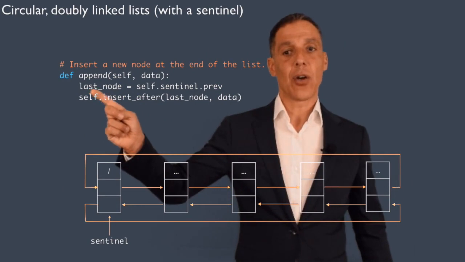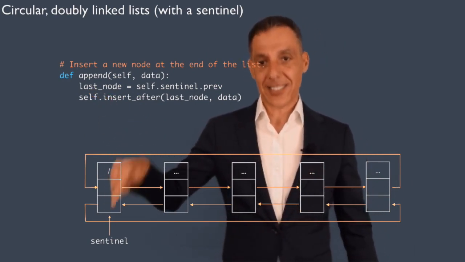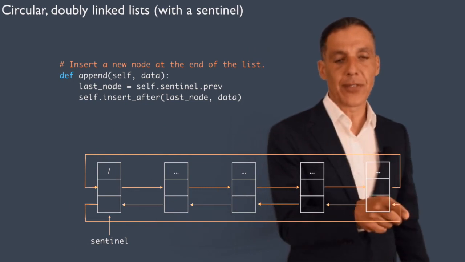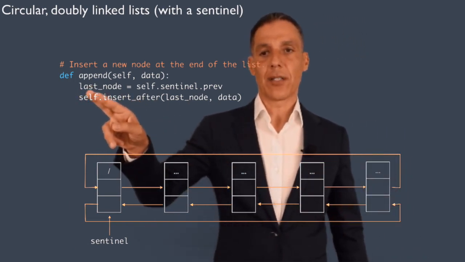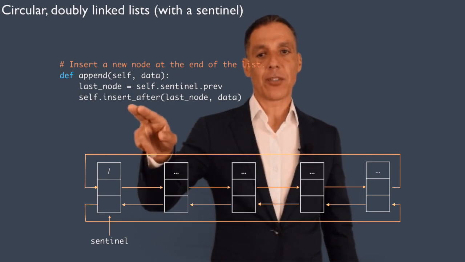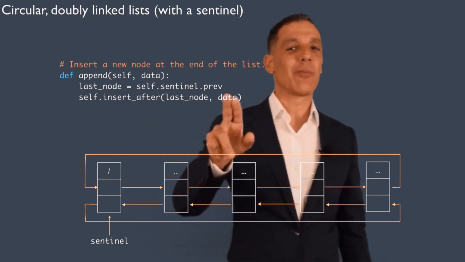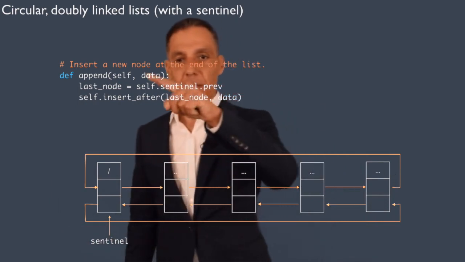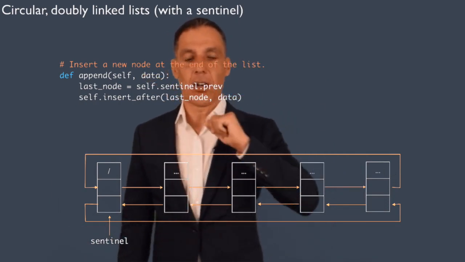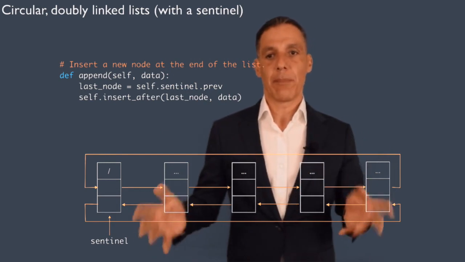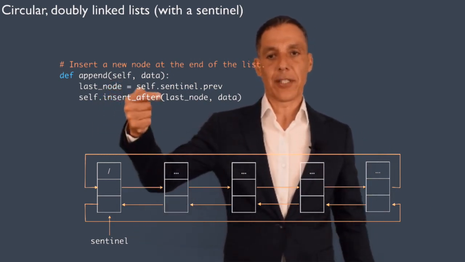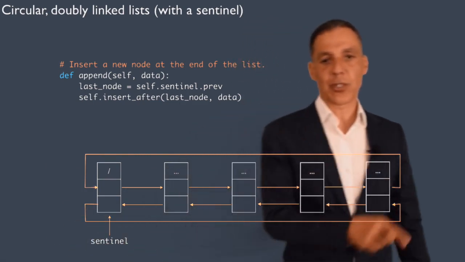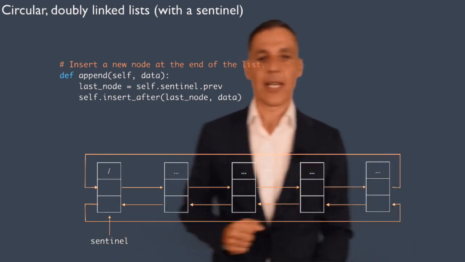I ask, what is the last node? It's self.sentinel, that's this, dot previous. That gives me the last node in the list, and then I simply call my member function insert after using the last node and whatever data I want. So append takes as input the data, I find the last node, and then I call insert after. And this, of course, is also big O of 1. That's one line of code, and we've already established that that's big O of 1. So now with the circularity, I don't have to worry about finding my way to the very end of the list. All right, good. So we have insert and append in a doubly linked list with a sentinel and circularity.